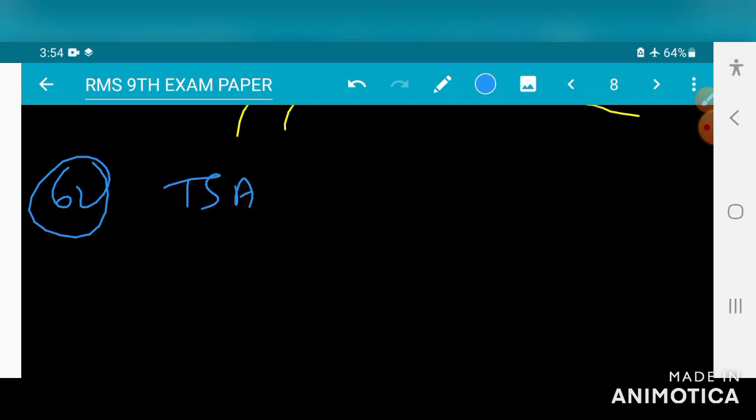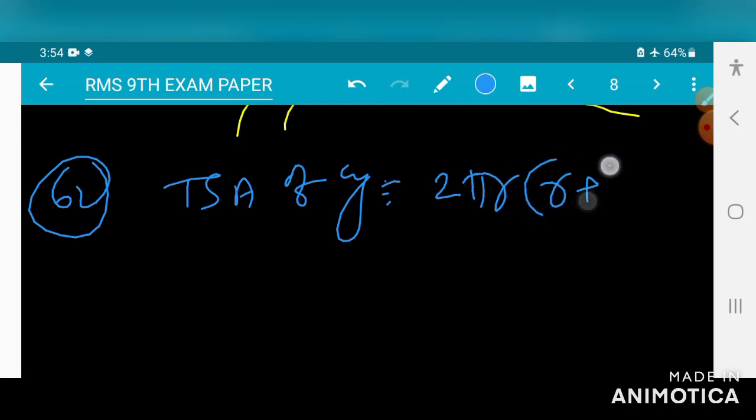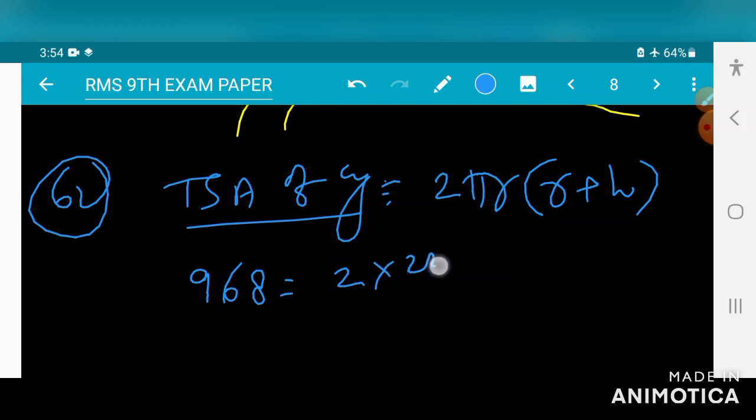TSA of cylinder is nothing but 2 pi r into r plus h. This is the formula for TSA of a cylinder. So put the values. TSA how much given? 968 is equals to 2 into pi, means 22 by 7, into r, means 7. R is 7. H we don't know. We have to find the h value.